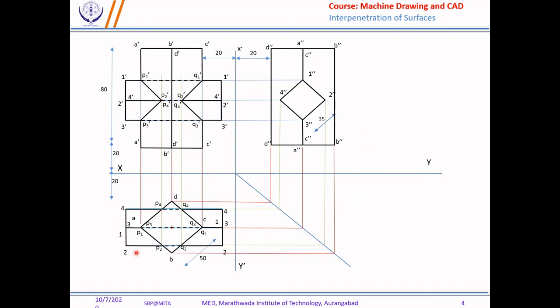And this is the final answer for your problem, showing the line of intersection as Q1 dash, Q2 dash, Q4 dash and Q3 dash, as well as P1 dash, P2 dash, P3 dash and P4 dash. These are the lines of intersection. They intersect the surface of the vertical prism as shown in the front view and top view. This is the final answer for the problem.